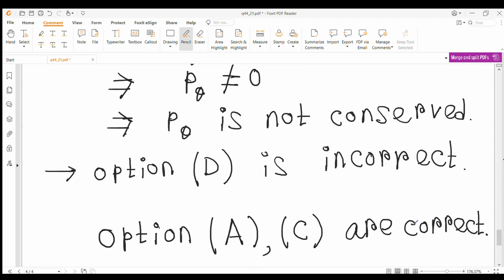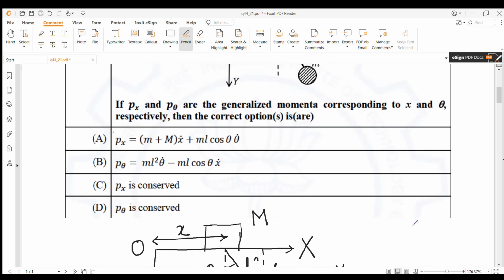So we have found that option A and option C are correct. So in this question, option A and option C are correct.